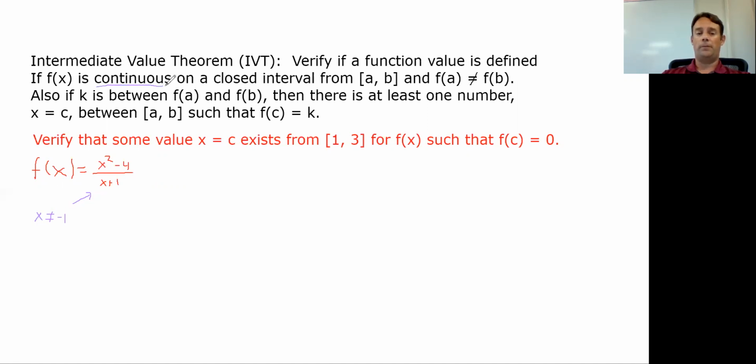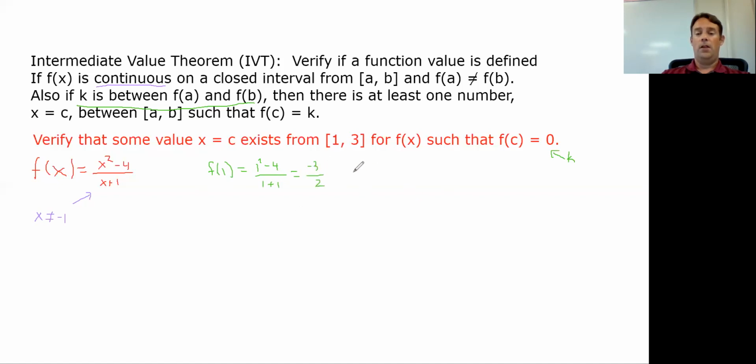So it met the first part. Now it needs to meet the second part. Is our k value between f of a and f of b? So this is our k value. Is it going to be between f of a and f of b? So we got to figure out what those are. What is f of 1? Notice we're not figuring out the x value. We're just proving or trying to determine if it exists. So if I plug 1 in here, I get -3 halves.